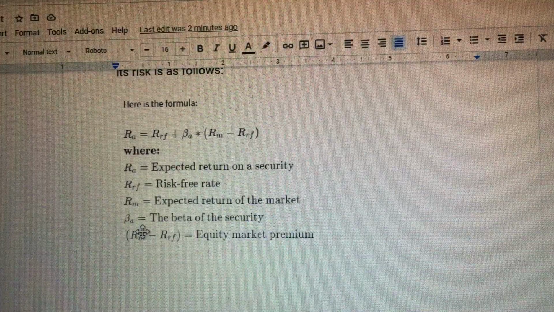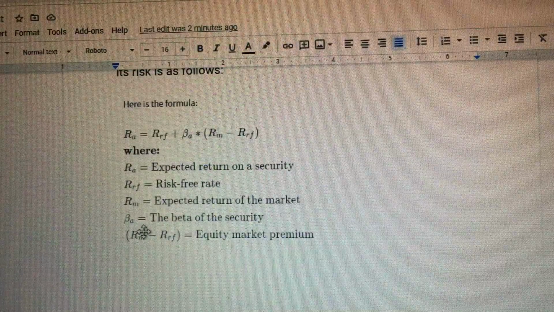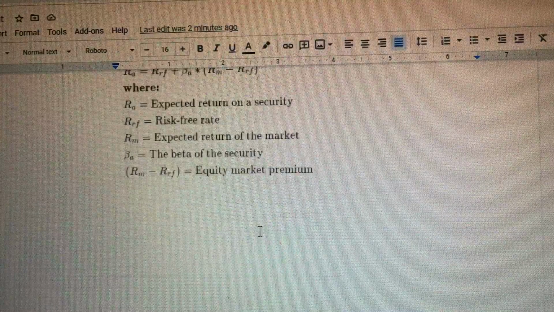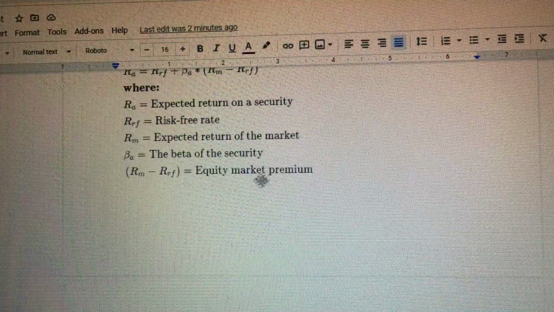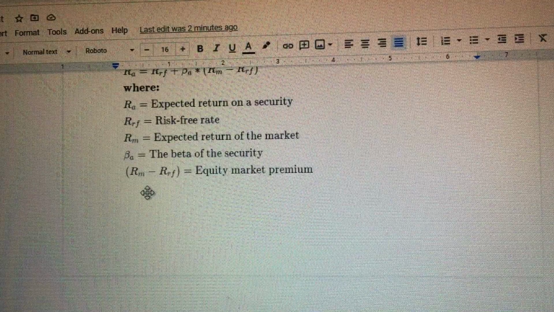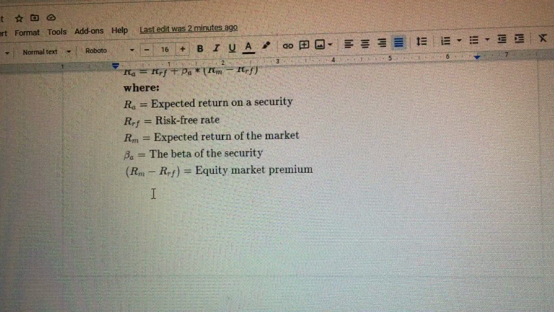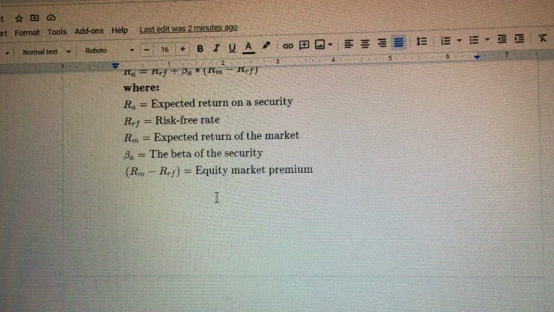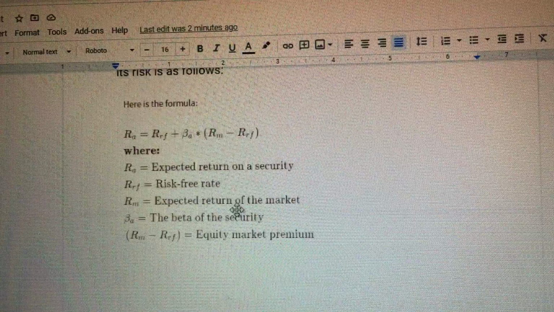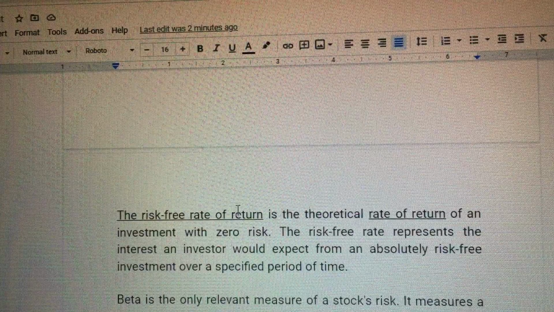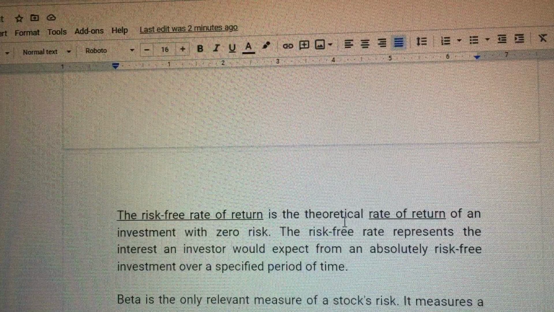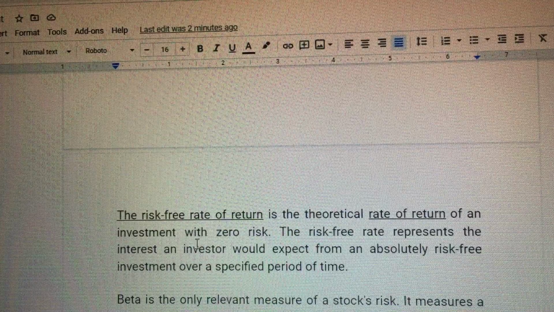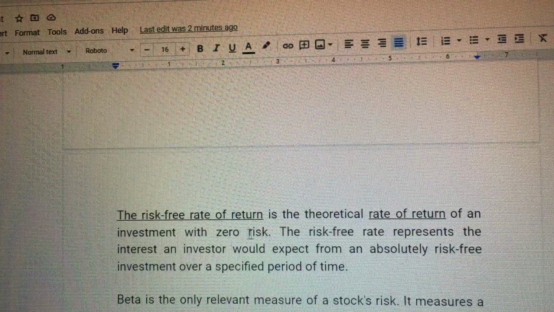Then beta, or mura siya B pero di siya B, beta siya, the beta of the security. And then equity market premium is the expected return of market minus the risk-free rate. Unsa maning risk-free rate of return? So theoretically, rate of return of an investment nga zero ang risk.